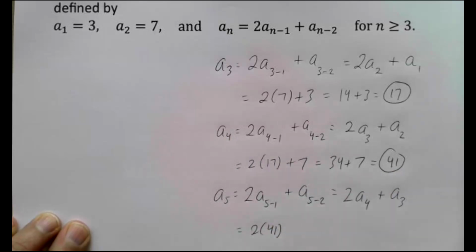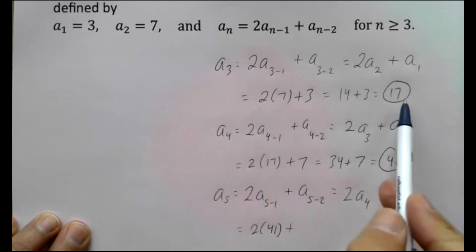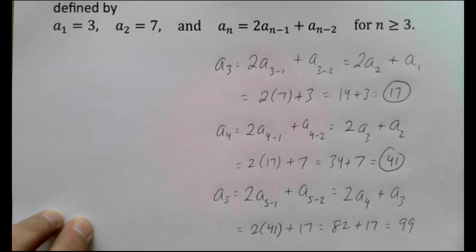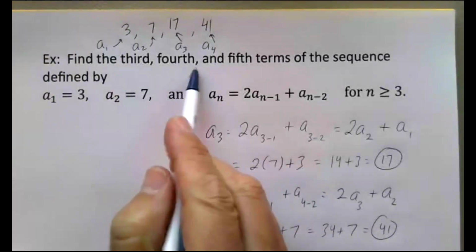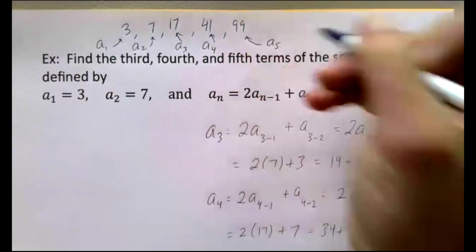So this is 2 times 41. I know when they say a sub 3, they're referring to 17 because we figured that out a few minutes ago, right? So I know that a sub 3 is actually 17. I know 2 times 41 is 82. 82 plus 17 is 99. We just found the fifth term of the sequence, and that's what they wanted us to do, find the third, fourth, and fifth. So that fifth term of the sequence is actually 99. That's called a sub 5.